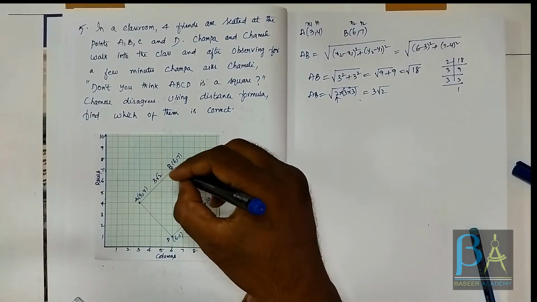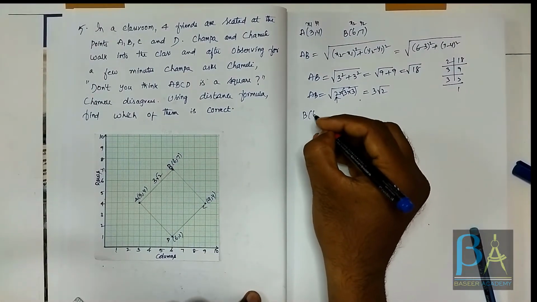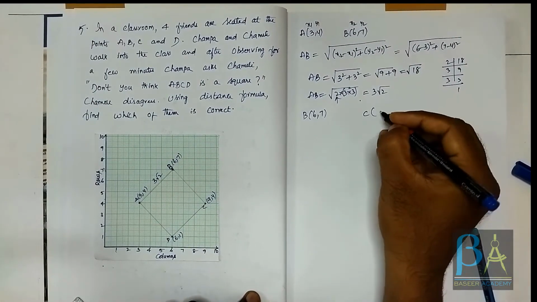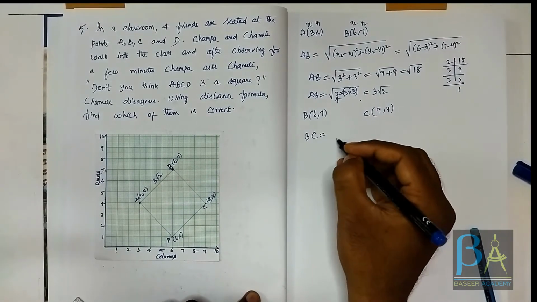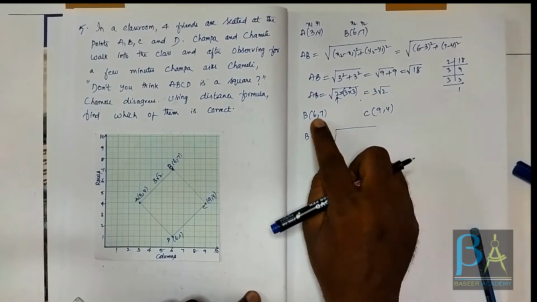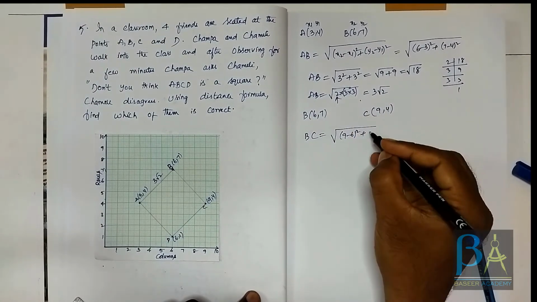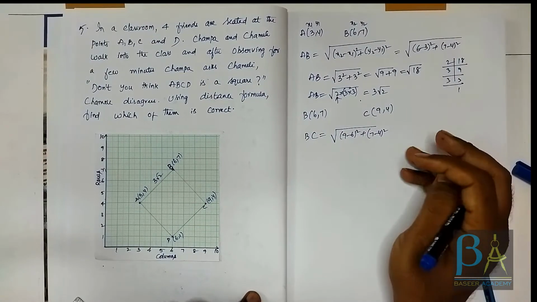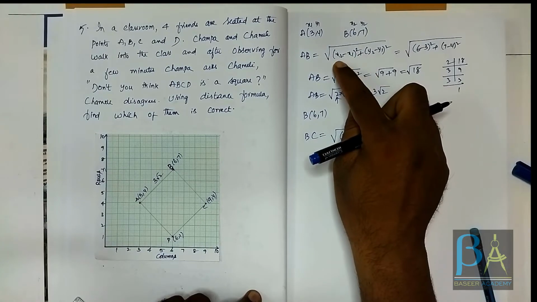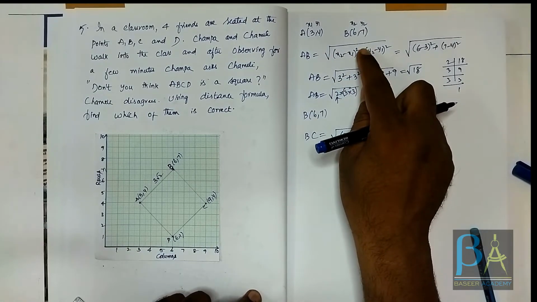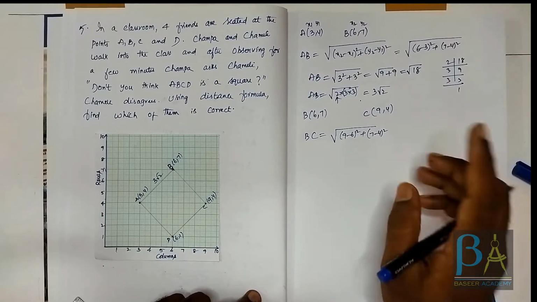Let us also find out the distance between the points B and C. What is B given to us? 6, 7, and then what is C given to us? 9, 4. So BC is going to be square root of 9 minus 6 whole square plus 7 minus 4 whole square. This is what I personally do. I know that instead of writing x2 minus x1, I can write it as x1 minus x2 also, because when you square, you end up getting the same thing. So that's the reason this is what I personally do.